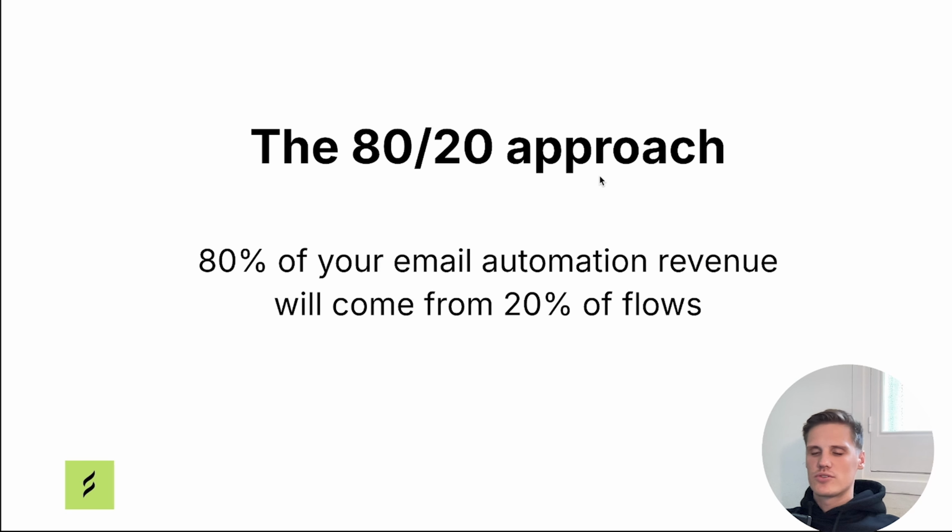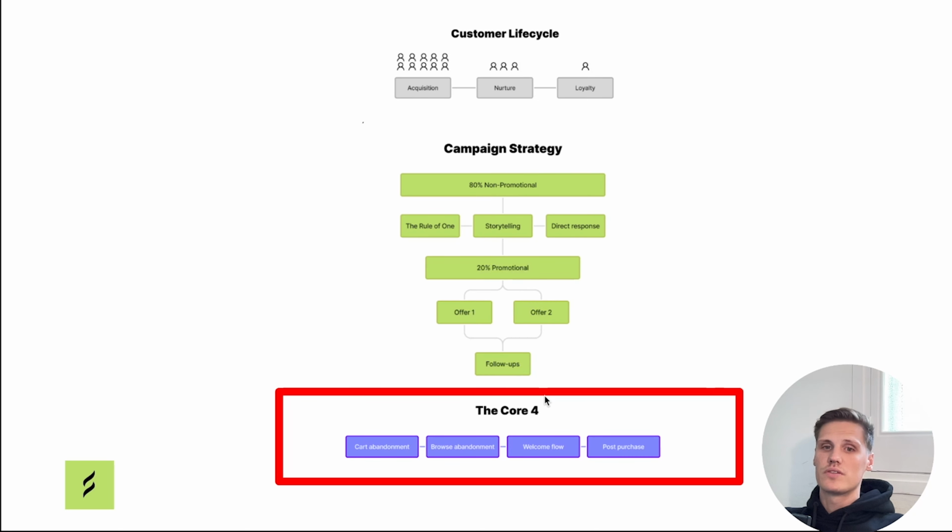The 80-20 approach. The way I like to look at a lot of things in life, and also email automations, is that 80% of your email automation revenue will come from 20% of the flows. Essentially that means there are only a few flows that you want to have set up, which we're going to be talking about. These are what I like to call the core four: the cart abandonment flow, your browser abandonment flow, your welcome flow, and your post-purchase flow. These are the four email automations that we're going to be covering.